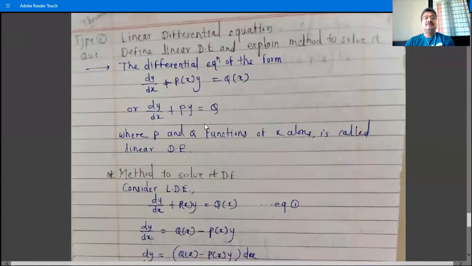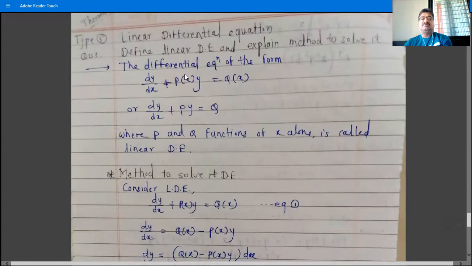Next type is linear differential equation. Define a linear differential equation and explain the method to solve it. So the differential equation of the form dy/dx + P(x)y = Q(x). What is P(x)? P(x) is a function of x, purely a function of x. And Q(x) is again a function of x.